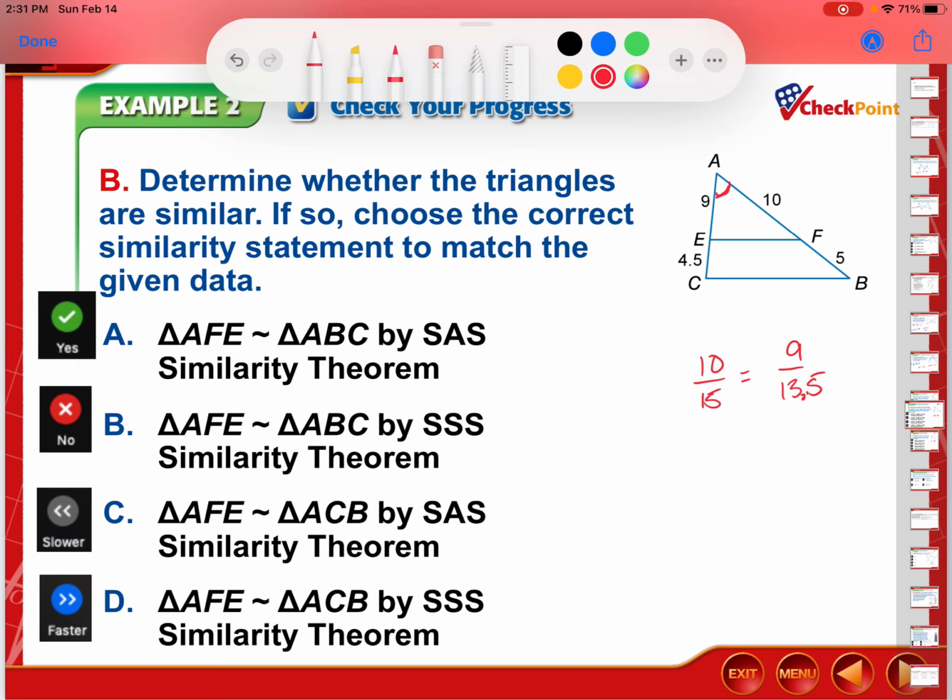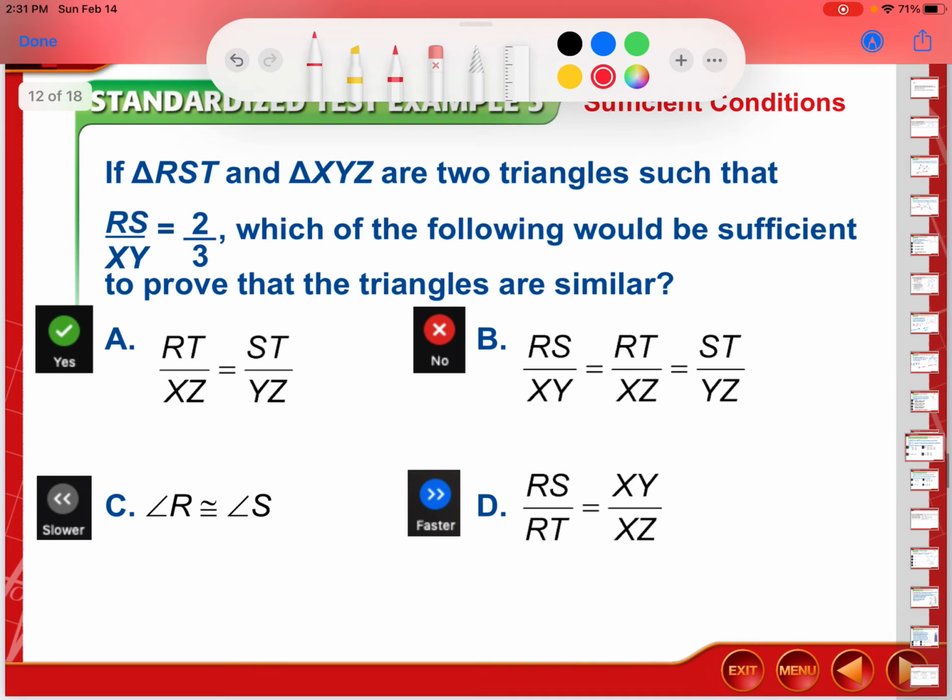And more importantly, they are messing with us. So AFE, so that would be ABC. AFE, ABC, AFE. Yeah, A. Lovely.